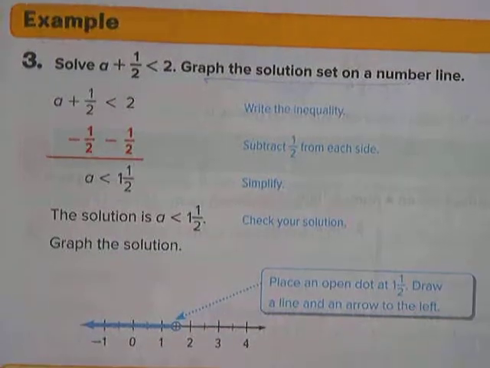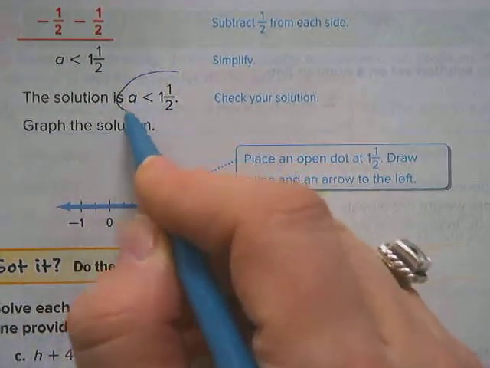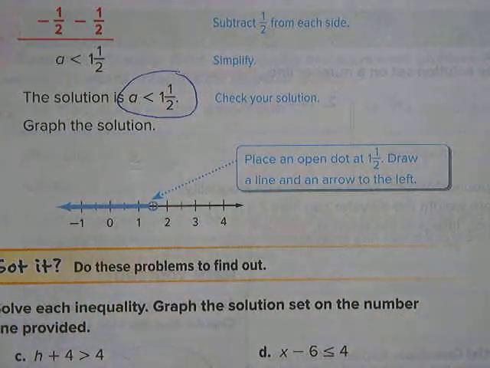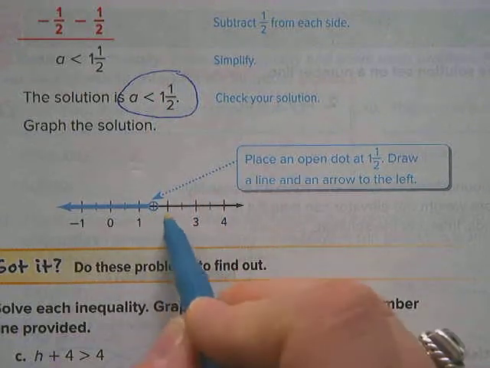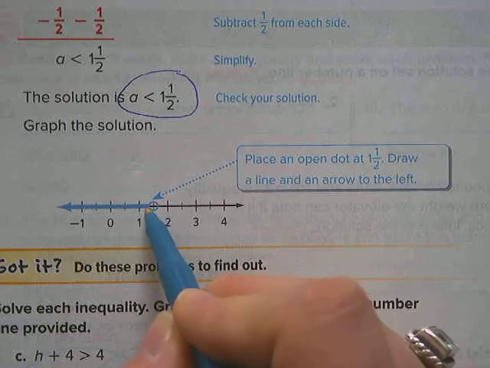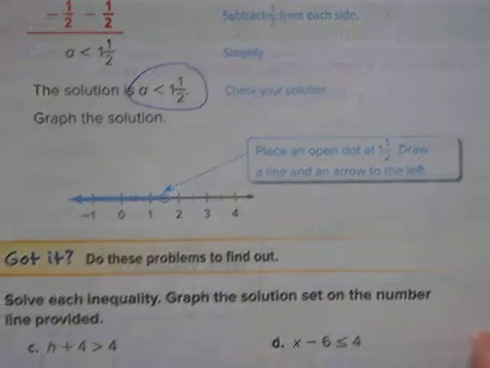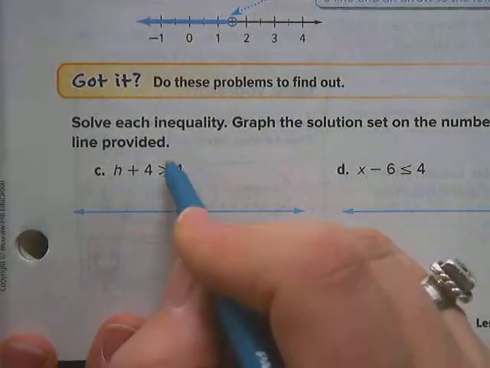The next step is, after we have solved the inequality, we're then going to graph the solution set. So for time's sake, I'm going to jump down here. Let's say our solution is this: a is less than 1.5. We spent time with this yesterday. A is less than 1.5 means it's not equal to 1.5, so we put an open circle, and we're shading everything to the left.